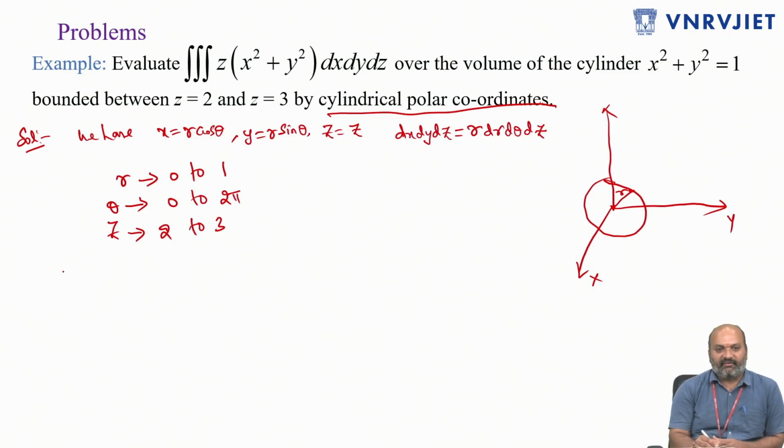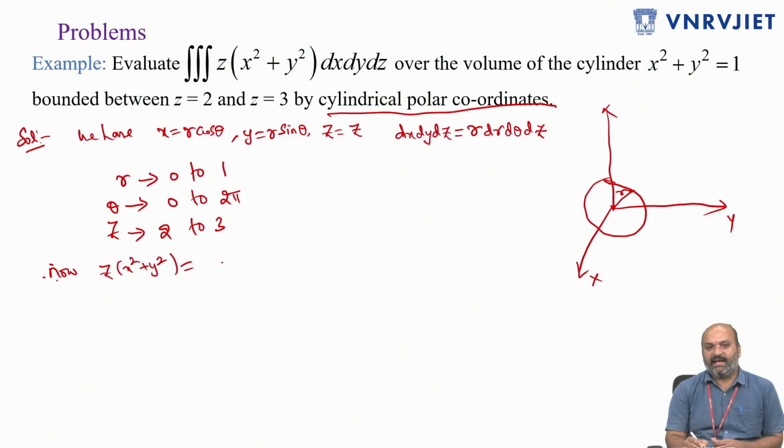Now, let's convert the integrand also into the corresponding cylindrical polar coordinates. What is z into x square plus y square? What is z here? z is equal to z only, since in the transformation z equals z. x square is r square cos square theta plus y square is r square sin square theta, which is z into r square common. Cos square theta plus sin square theta is 1. So the integrand is now r square into z.